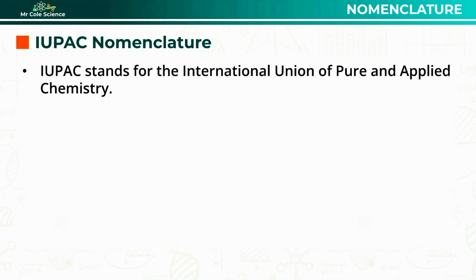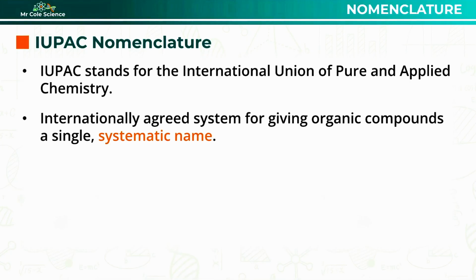IUPAC stands for the International Union of Pure and Applied Chemistry, and it's this union that has come up with an internationally agreed system that gives organic compounds a single systematic name. The purpose of this system is simple. The name of any compound should clearly describe its structure.